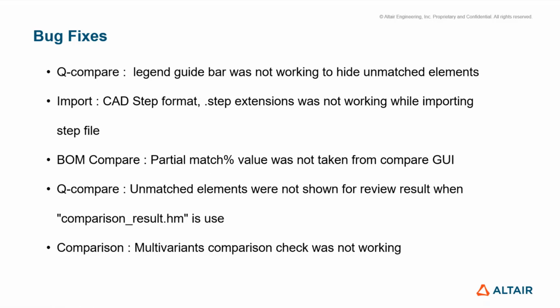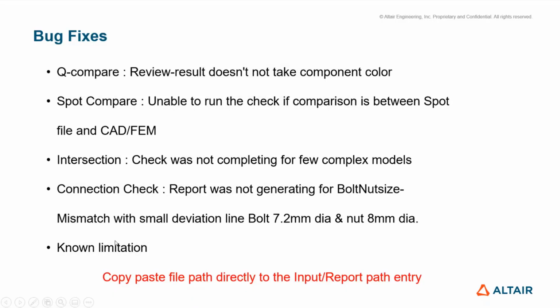That is also fixed. In the queue comparison, other places were also fixed, and multi-variant comparison was not working in the past release because of regression, so that is also fixed. And some more bug fixes have been mentioned here.